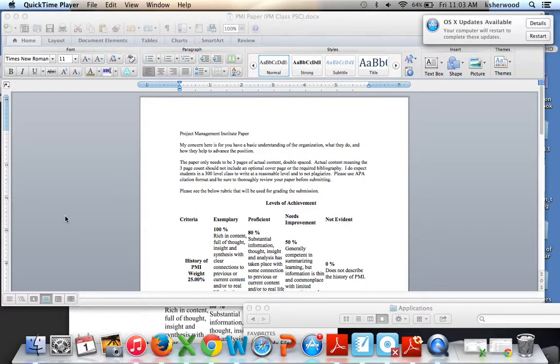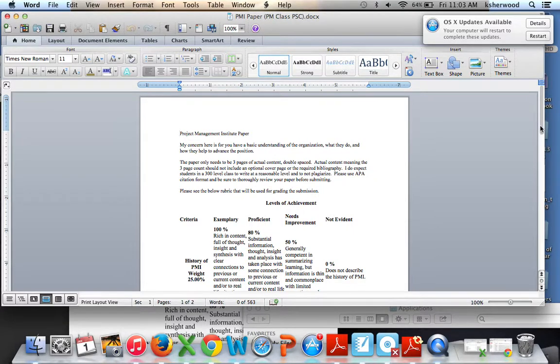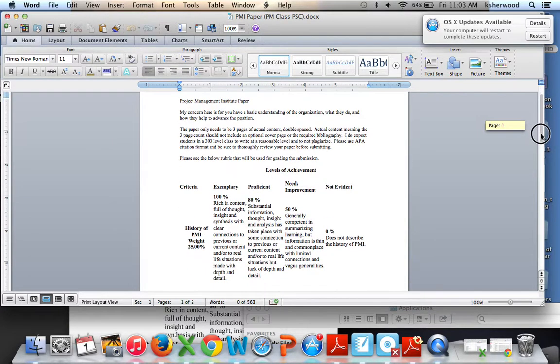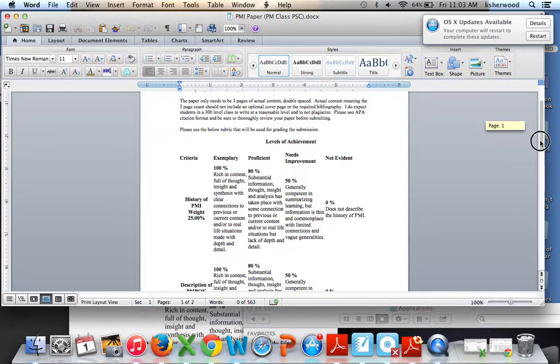Institute paper, this course is certainly being heavily linked with PMI and their methodology. So I thought a good way to start things off would be to introduce the organization to you with this short paper. What I'm looking for shouldn't be very difficult. It's only about 3 pages or so, and I strongly suggest reviewing the rubric, because that's how I would like to see your paper structured.